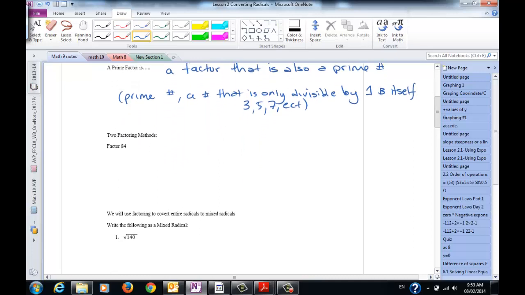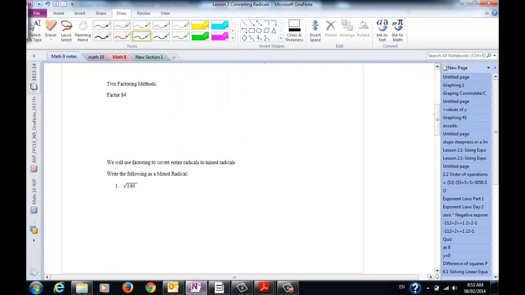Okay, so I'm just going to go over two factoring methods. If we have 84, personally I like the tree method, but I know some of you have different methods. So I have 84, I can divide by 2, and I get 42. Divide 42 by 2, and I get 21. I can divide 21 by 3 and 7, and these are all of my leaves. So this is one method of factoring.